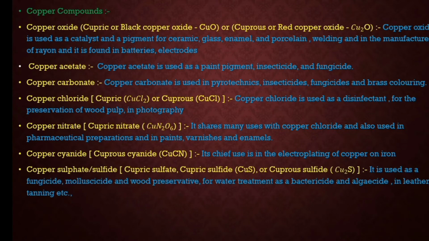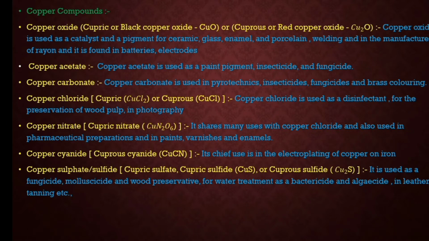Coming to copper cyanide, that is cuprous cyanide, CuCN, its chief use is in the electroplating of copper on iron. So it is the main use, the electroplating of copper.